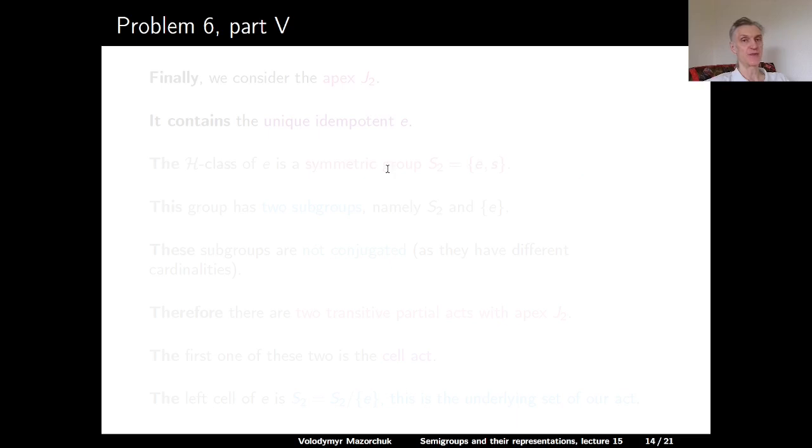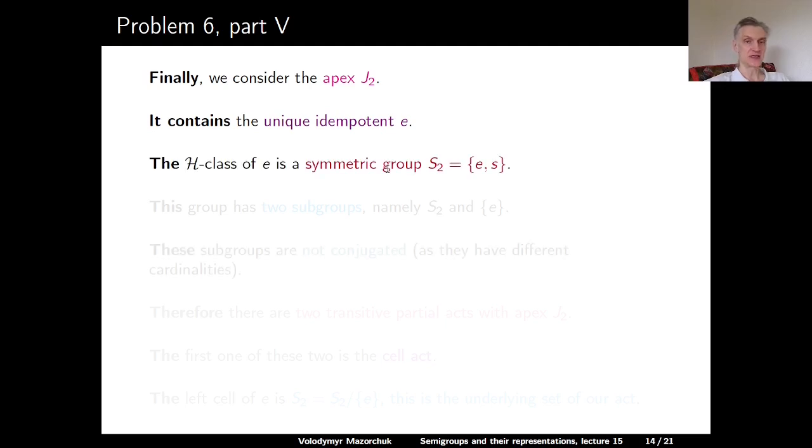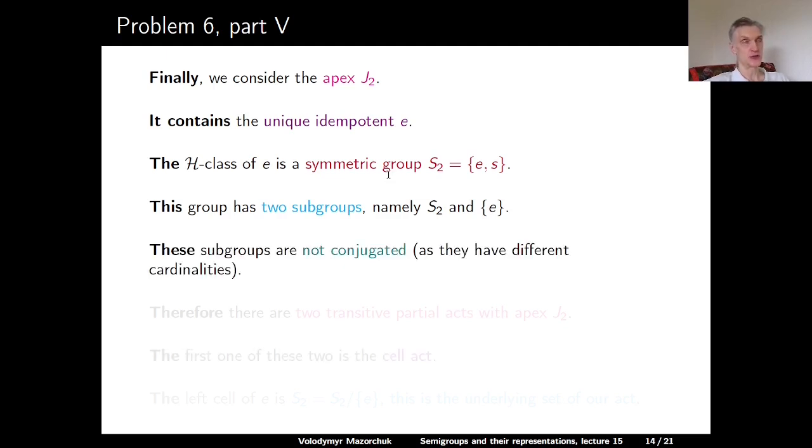Finally, we can consider the apex J2. It contains the unique idempotent E, and the H-class of this idempotent is the symmetric group S2, with two elements, E and S. And this group has two subgroups, namely S2 and E. And these subgroups are not conjugated because they have different cardinalities. Therefore, we have two different transitive partial acts with apex J2.